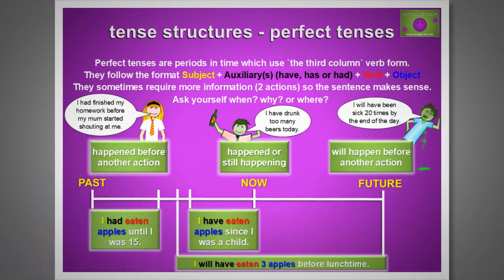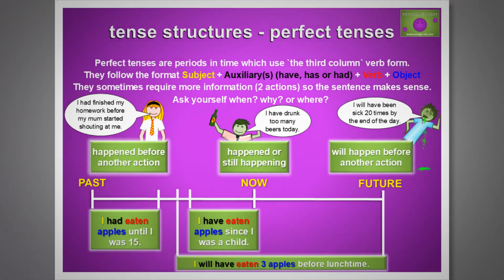Perfect tenses are periods in time which use the third column verb form. They follow the format subject plus auxiliaries plus verb plus object. They sometimes require more information so the sentence makes sense. Ask yourself when, why, or where.